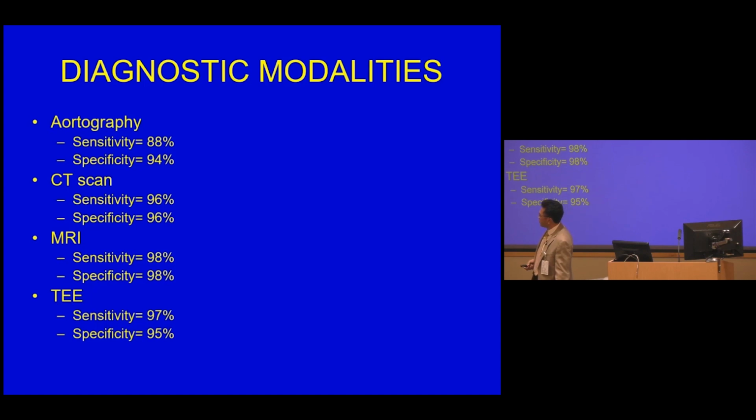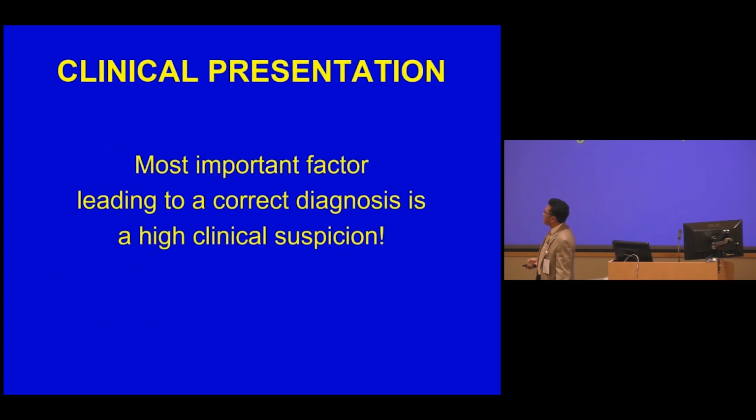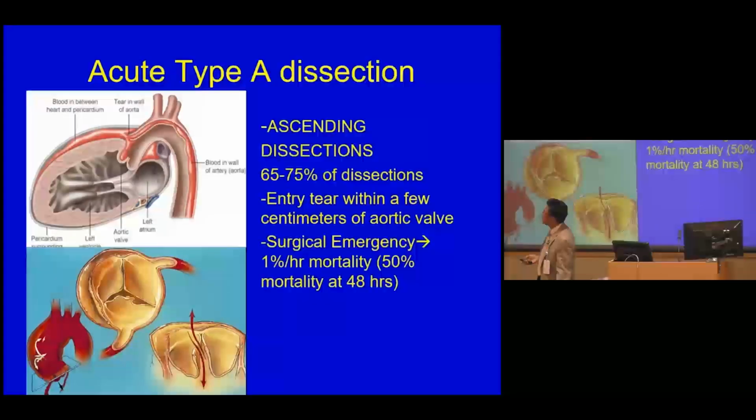TEE also is very good. However, it's more invasive. For instance, if you suspect a dissection and they send you a patient with a non-contrast CT scan, it's very easy in the operating room to put in a TEE and see if indeed there is a type A dissection. The most important factor leading to the correct diagnosis is a high index of suspicion.